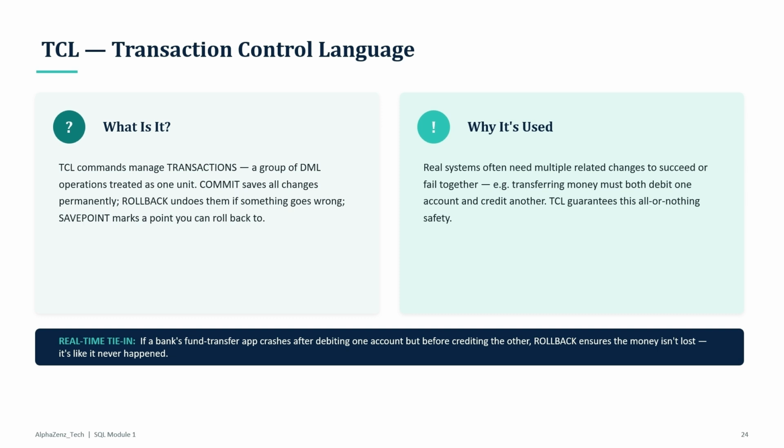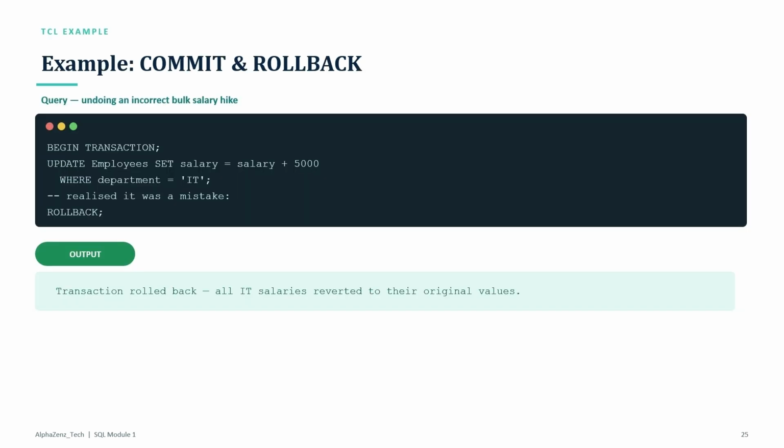Why do we need this? Because real systems often need multiple related changes to succeed or fail together. Classic example. Transferring money needs to both debit one account and credit another. TCL guarantees this all-or-nothing safety. Real example. If a bank's fund transfer app crashes after debiting one account but before crediting the other, rollback makes sure that money isn't lost. It's like the transaction never happened.